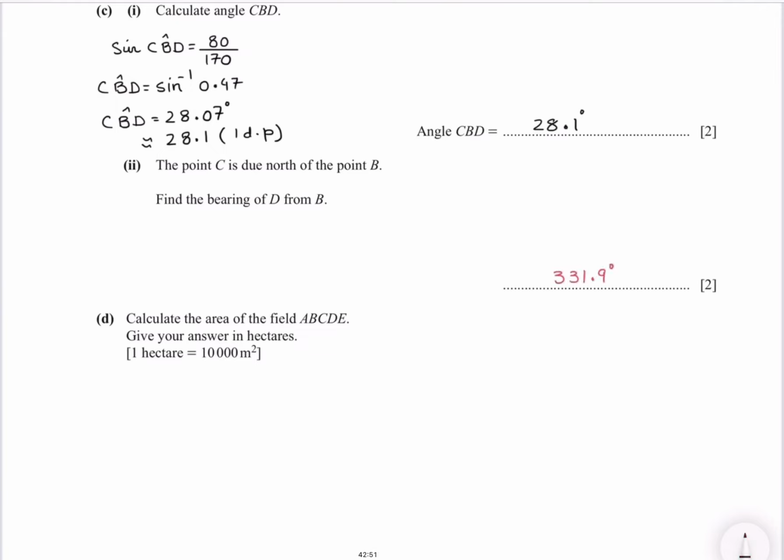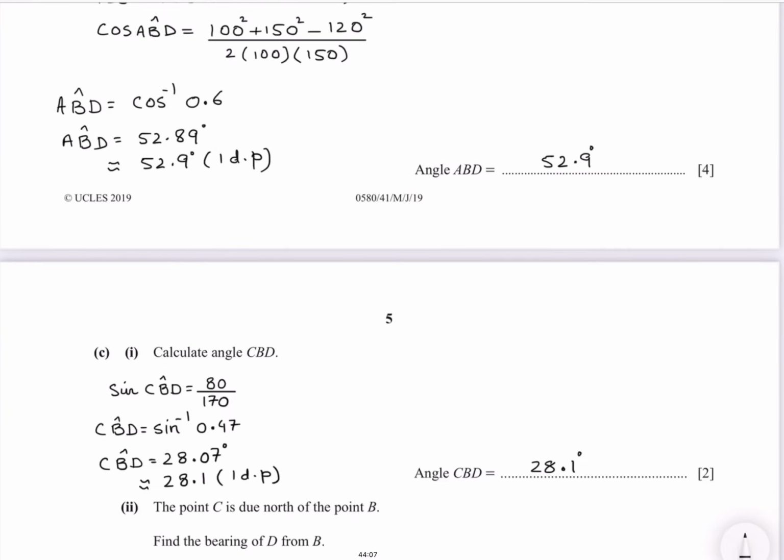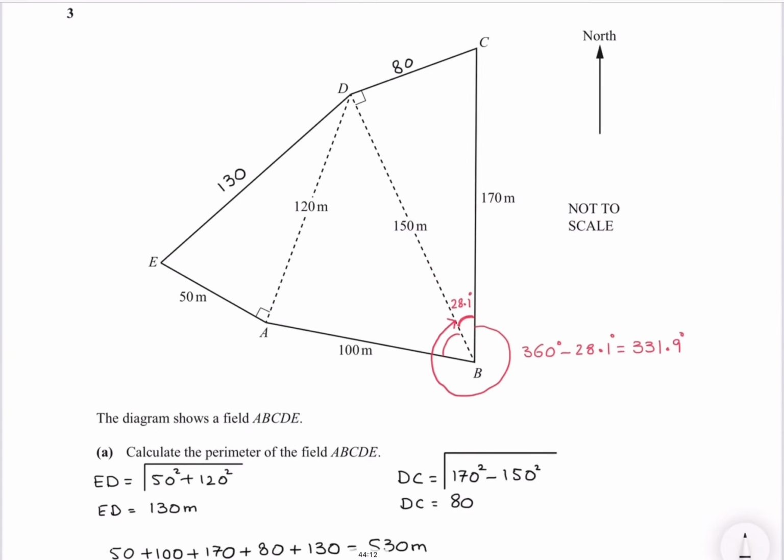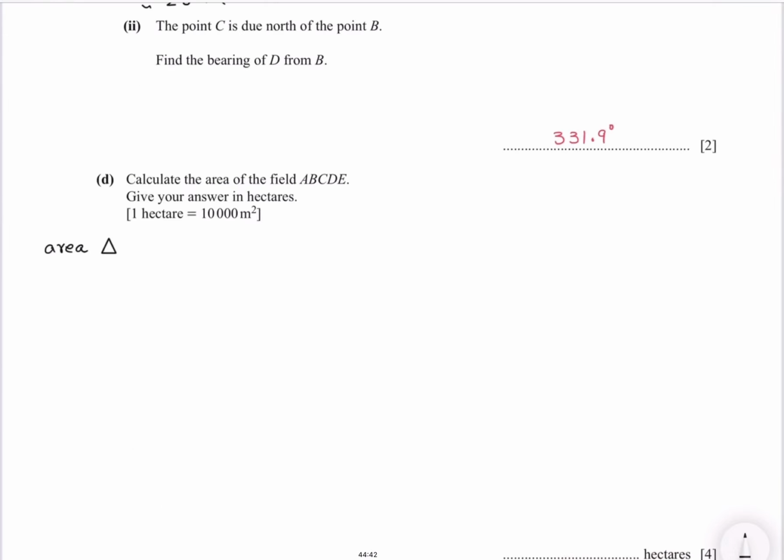Calculate the area of the field ABCDE. Give your answer in hectares. 1 hectare equals 10,000 square meter. So one by one, your first figure is a right angle triangle, so use 1 over 2 into base into height. So area of triangle AED equals 1 over 2 into base is 50, height is 120, so your area of this triangle is 3000.